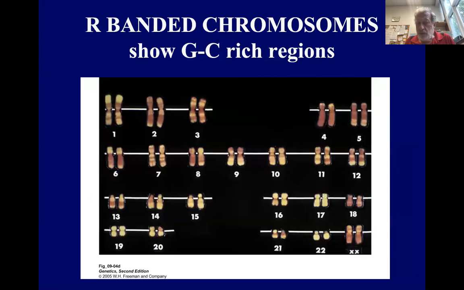R-banding is a way to show GC-rich regions of chromosomes. You can see the red and yellow banding when viewed under UV light. And so that's all I've got on the different ways that chromosomes can be stained. So anyway, now we're going to discuss chromosomal breaks and how that affects heredity.